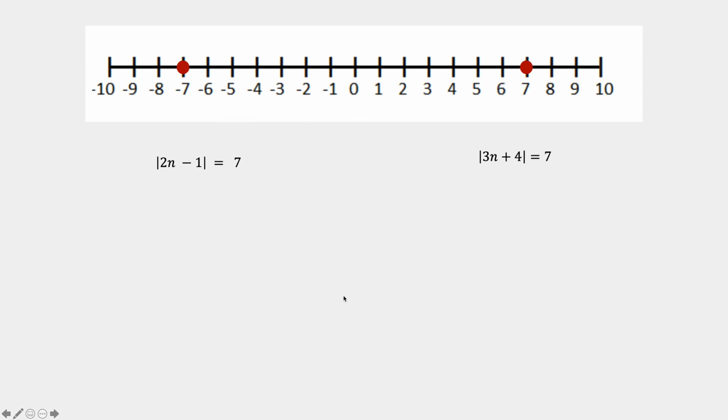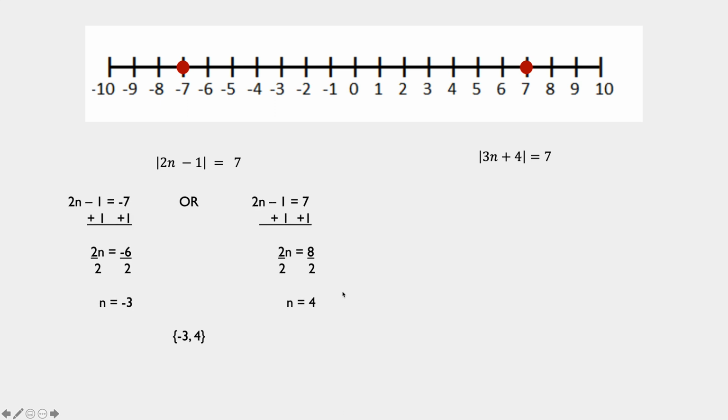And that's the first big change with absolute value equations. Whenever you see an absolute value equation, like absolute value of 2n minus 1 equals 7, it could be the dot on the left, there's always a dot on the left, or the dot on the right. It could be negative 7 or it could be positive 7. So what you do is you take whatever's inside the absolute value bars, which is in this case 2n minus 1, and it could be negative 7 or it could be positive 7. And then I solve them each individually, okay?